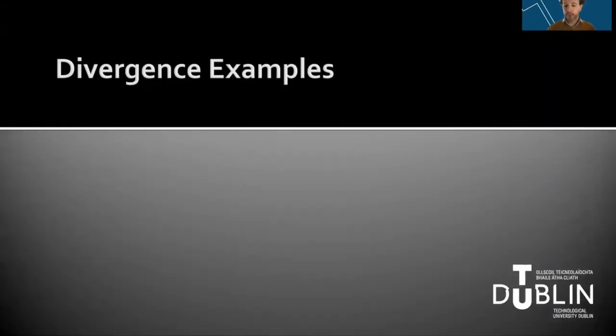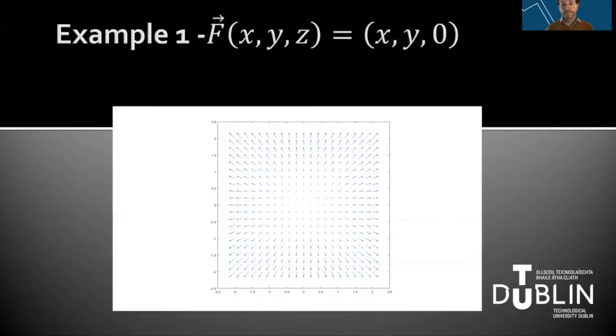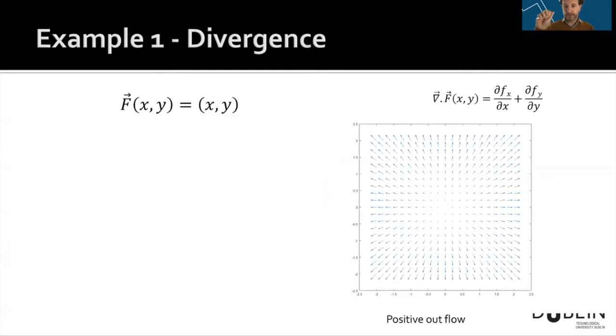So let's do a couple of examples. In example 1, F(x, y, z) = (x, y, 0). We don't really care about the z part because I want to be able to plot it. This is what the plot looks like. It's expanding out, like a geyser from the middle, with the flow expanding out. So we have our vector field, we have our formula. Let's break it down.